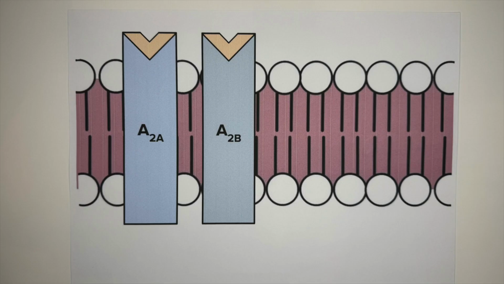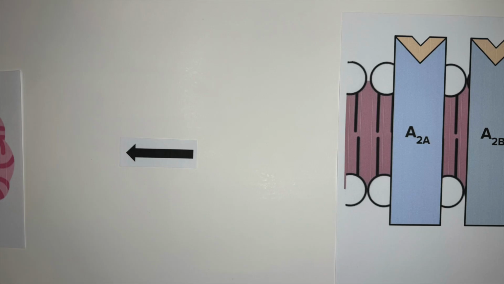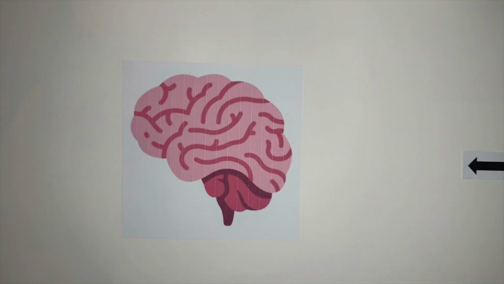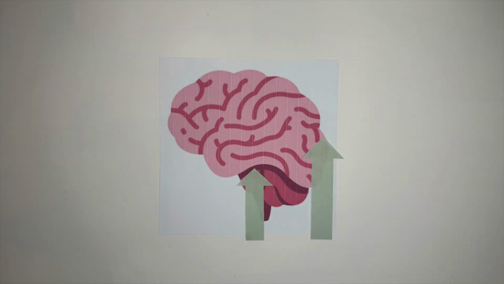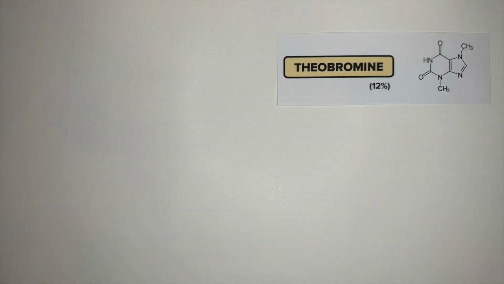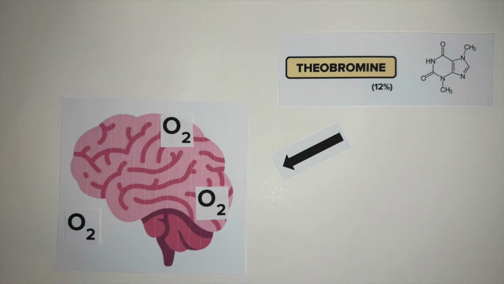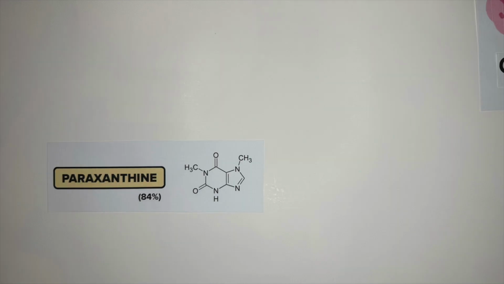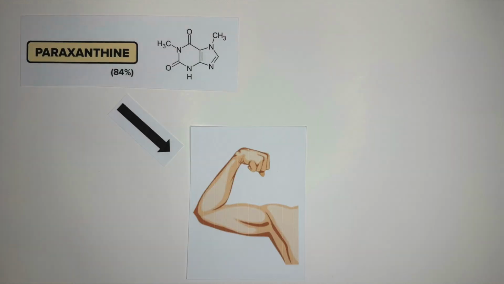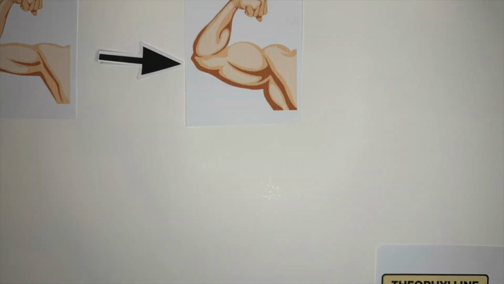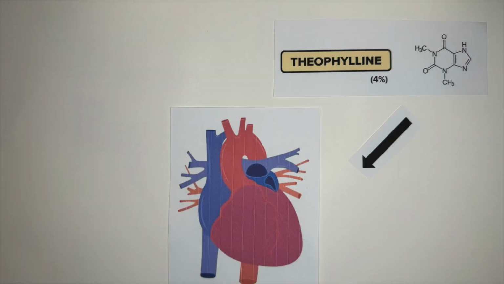Its inhibition of adenosine pathways results in increased awareness and focus. It increases neurotransmitter activity and results in the release of dopamine, which can help enhance brain function while even preventing depression. Theobromine, one of the metabolized forms of caffeine, can boost oxygen and nutrient flow to the brain. Paraxanthine improves athletic performance by increasing fat breakdown, and theophylline raises heart rate and concentration ability.